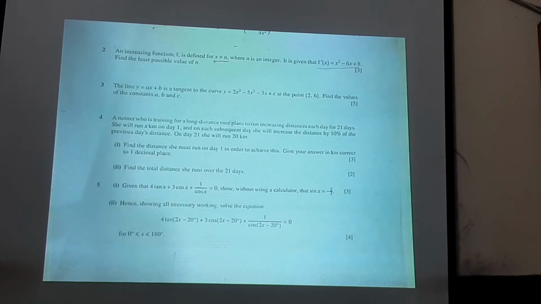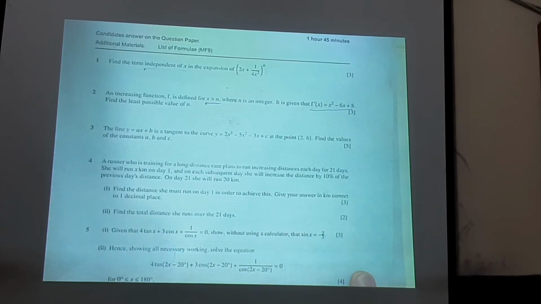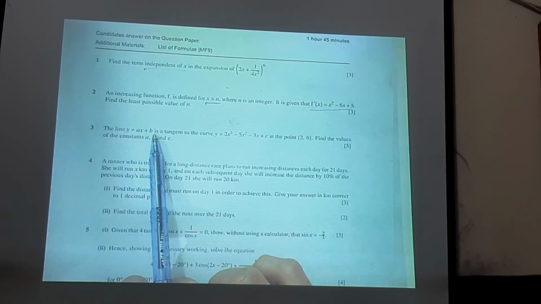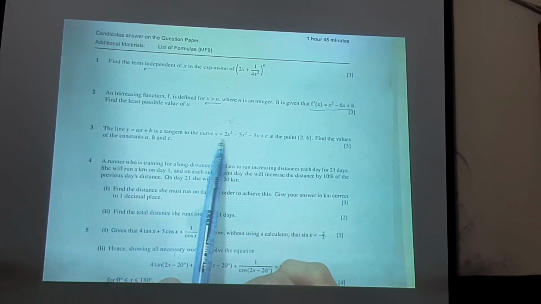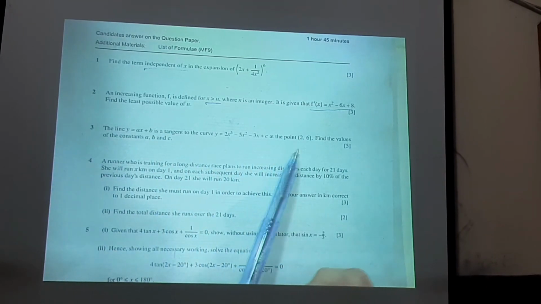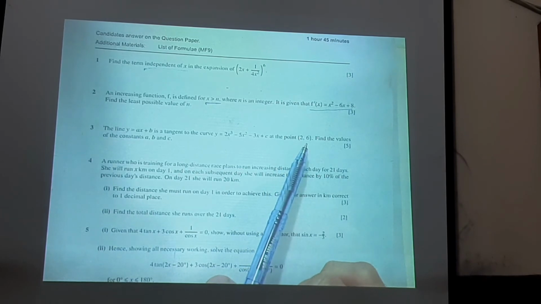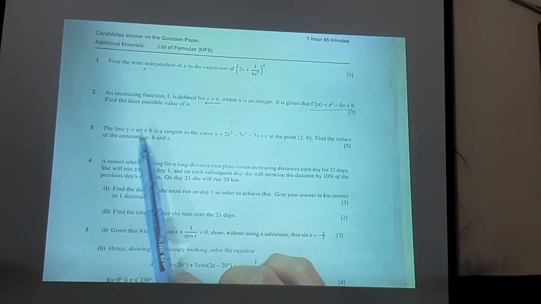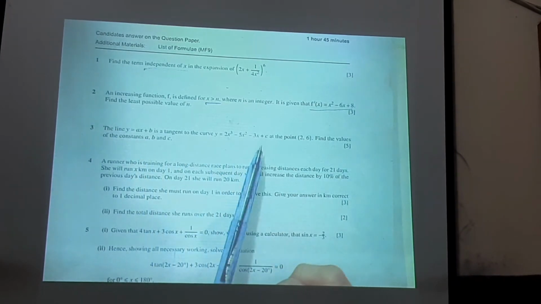Now the next one is question number 3. In question number 3 we have been provided with a line y is equal to ax plus b, and this line is tangent to the curve. We have a line and we have a curve. The line is tangent to the curve and the point of tangency is (2, 6). Find the values of the constants a, b and c.